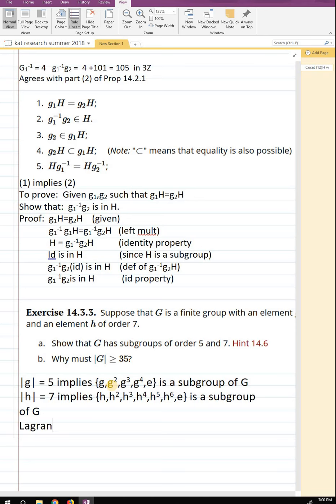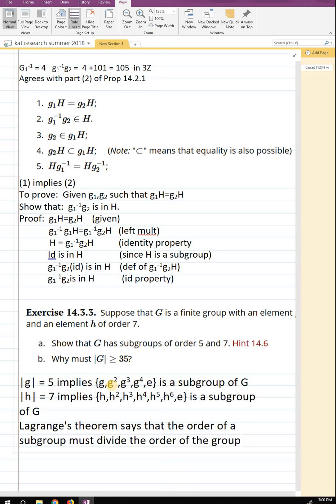Lagrange's theorem says that the order of a subgroup must divide the order of the group. Okay. So here we have 2 subgroups.